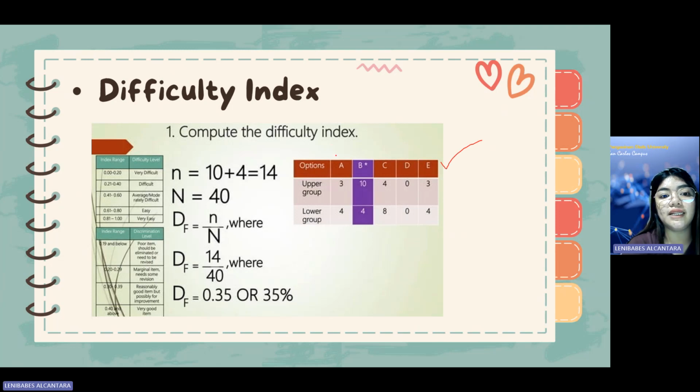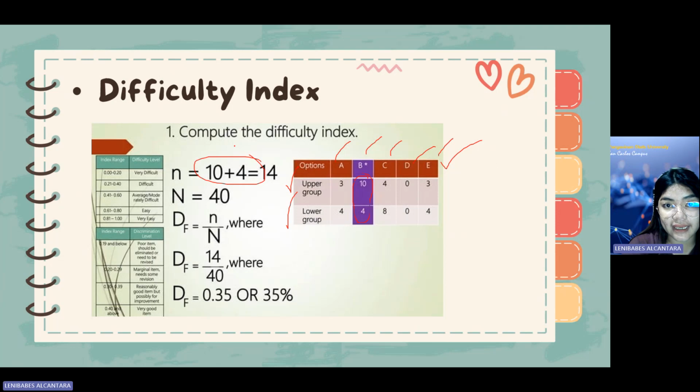So, sa test question na yan, 5 yung choices. A, B, C, D, E. Itong letter B, yan ang correct answer kasi ayan o, may legend na. May asterisk. Okay? So, upper group and then the lower group. So, probably, if you can notice, N is equals to 10 plus 4 is equals to 14. Okay? Ito siya, ito. Ibig sabihin, anong ibig sabihin yan? Sa letter B or sa correct answer na yan, 10 ang nakakuha ng tamang sagot sa upper group and then 4 naman sa lower group.